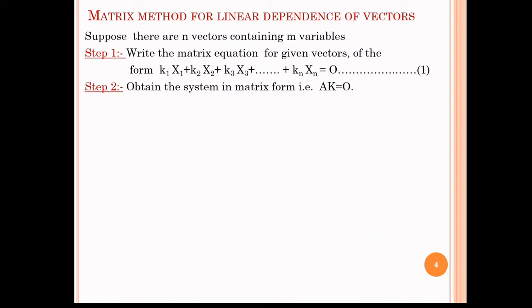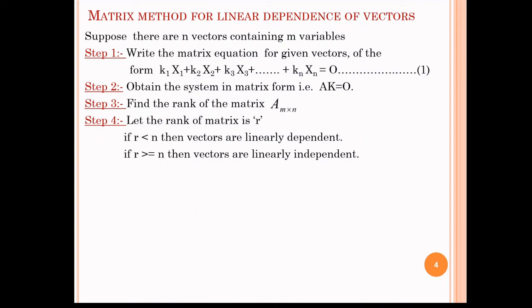So using this expression 1, we form the matrix equation AK = 0, where 0 is the null vector. Then we find the rank of the matrix A. Now there is a relation between the rank of the matrix and the number of vectors. If the rank of the matrix is less than the number of vectors given, then the vectors are linearly dependent. And if the rank is greater than or equal to the number of vectors, then the vectors are linearly independent.